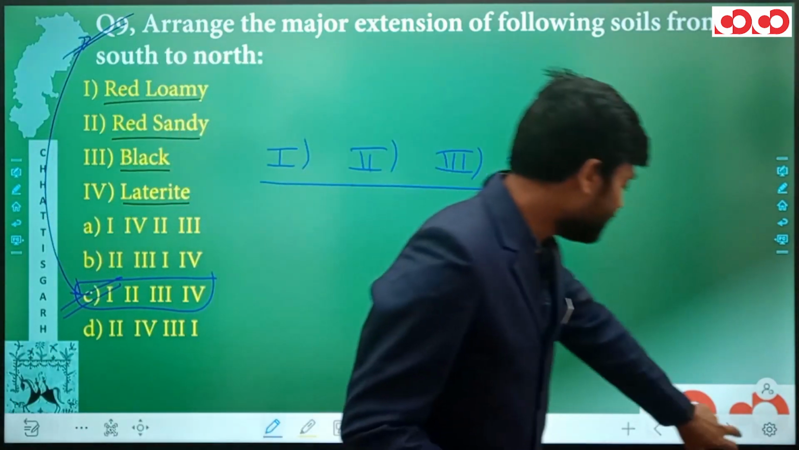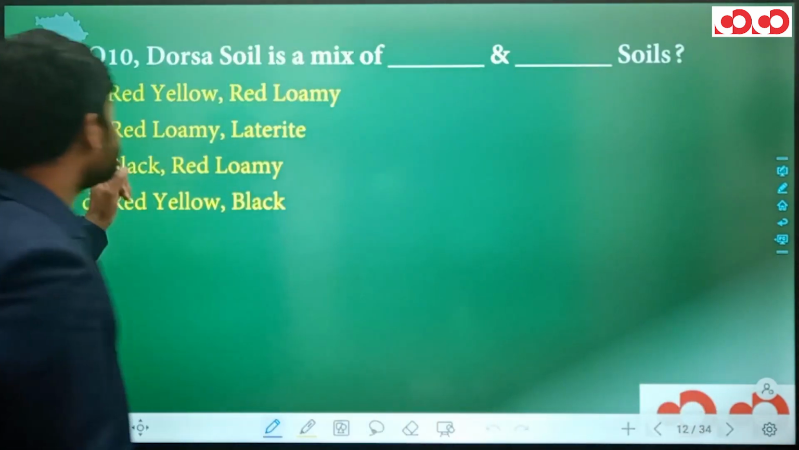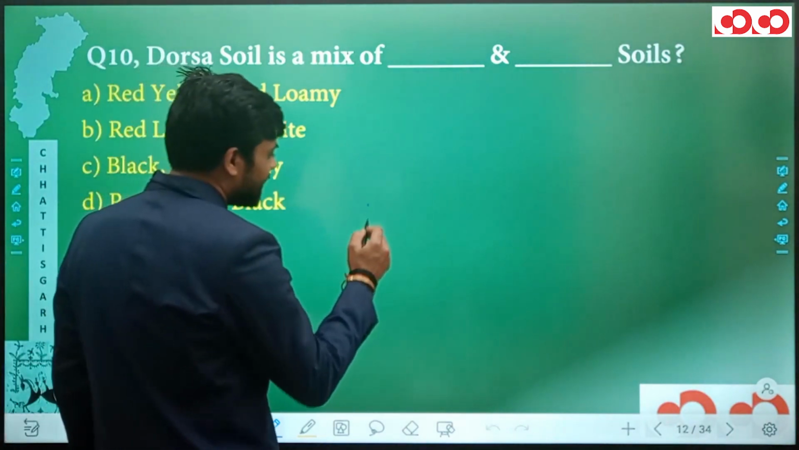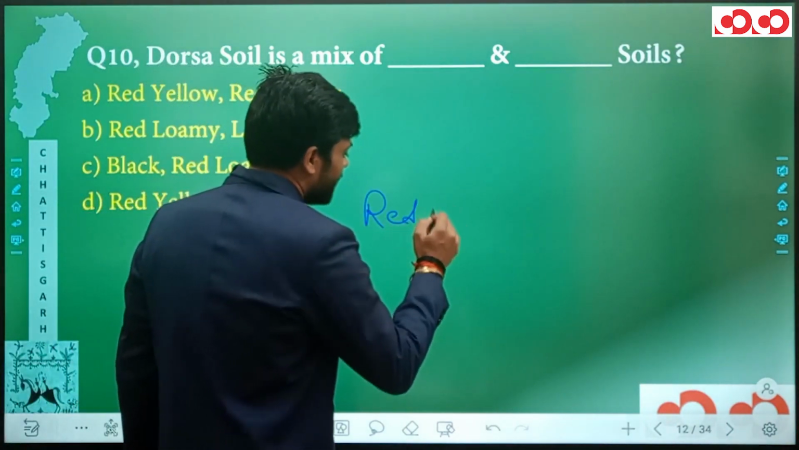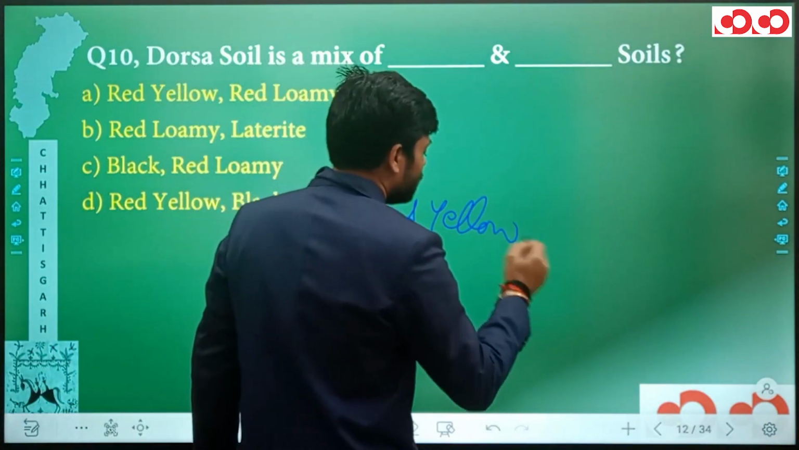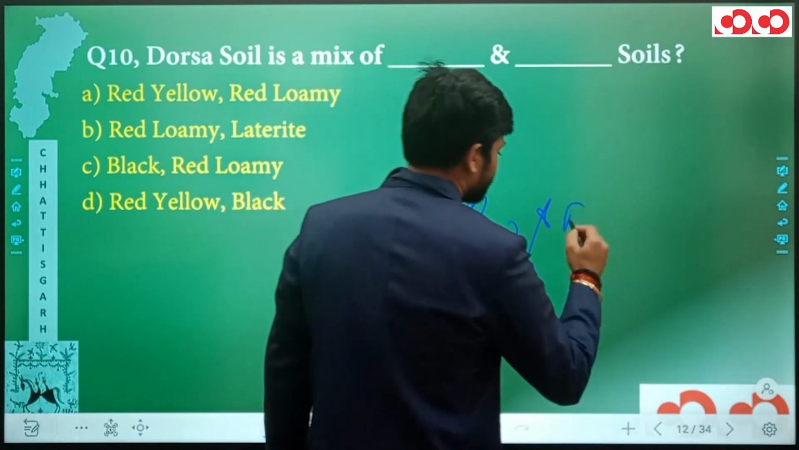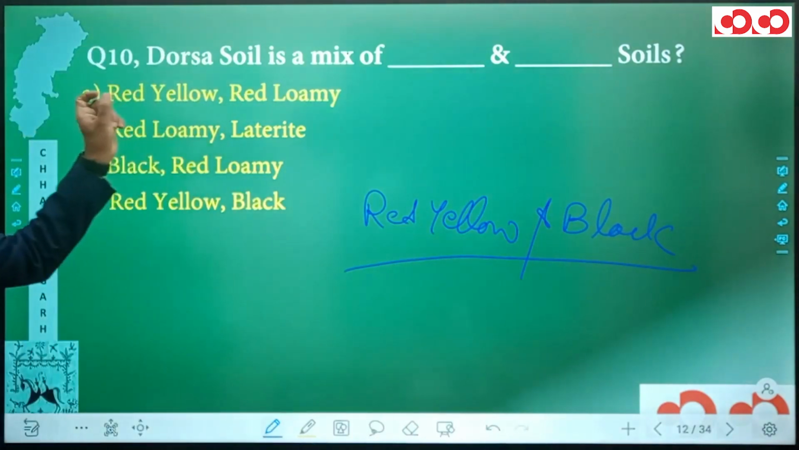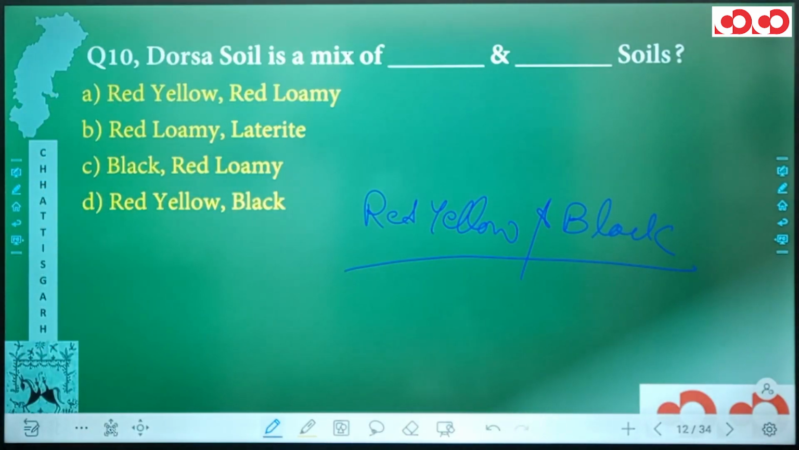And finally, we have our 10th question. And this 10th question says Dorsa soil is a mixture of dash and dash soils. So let me tell you, Dorsa soil is actually a mixture of red, yellow and black soils.